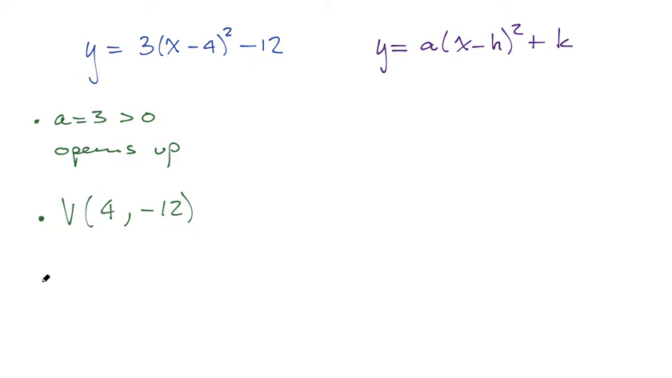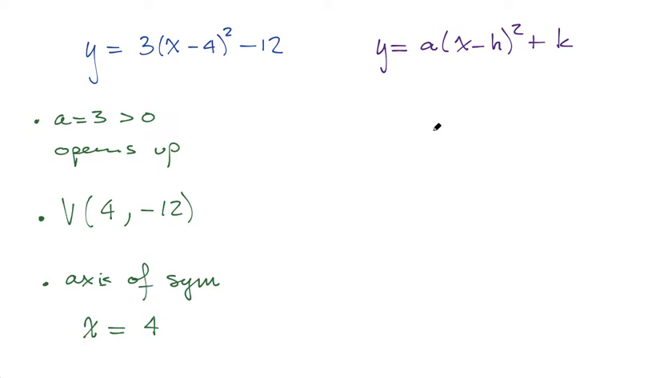Also, once I know the vertex, I know the axis of symmetry. If you recall, the axis of symmetry is the vertical line that passes through the x-coordinate of the vertex. So the axis of symmetry is the vertical line x equals 4.